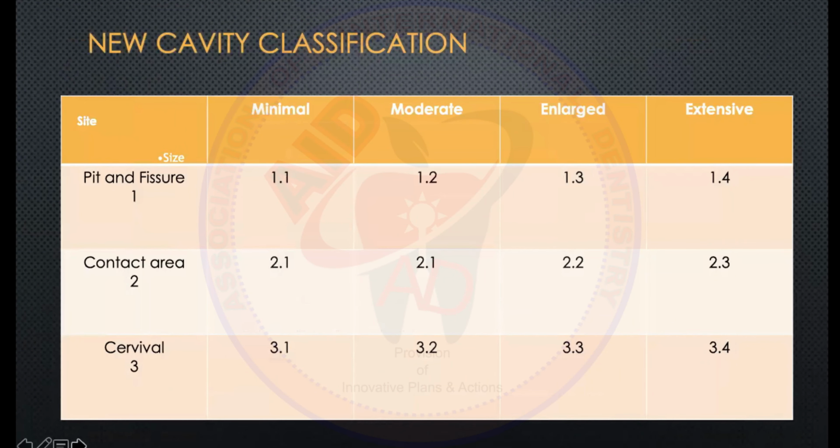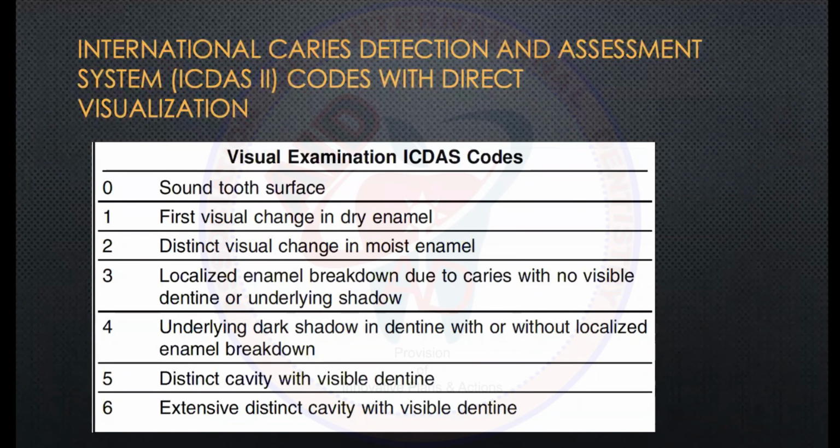And then this is a bit of detail: pit and fissure caries, contact areas, and cervical, and this is 1, 2, and 3. And 0.1, 0.2, 0.3, 0.4 is according to the severity of the cavitation: minimal, moderate, large, and extensive. So if you know it's a 3.5, that means there is extensive decay at the cervical portion of the tooth. Then we have the International Caries Detection and Assessment System, that is called ICDAS-2. It was ICDAS-1 also, but this is ICDAS-2.